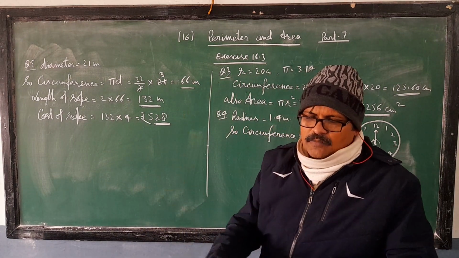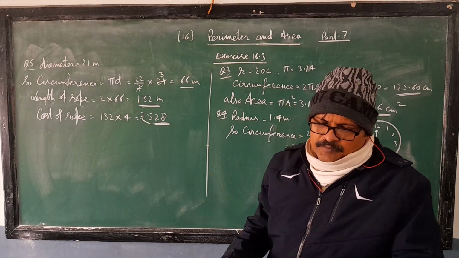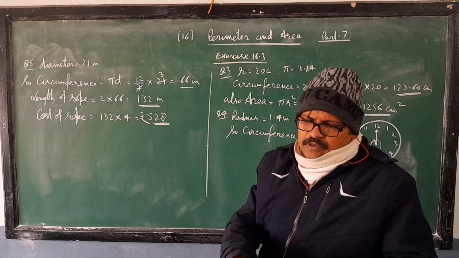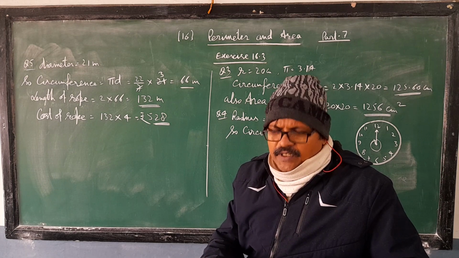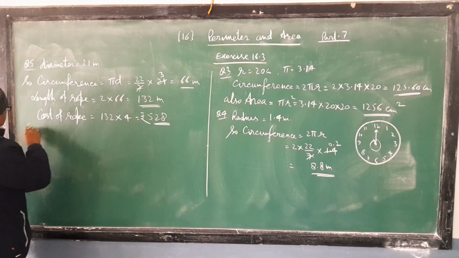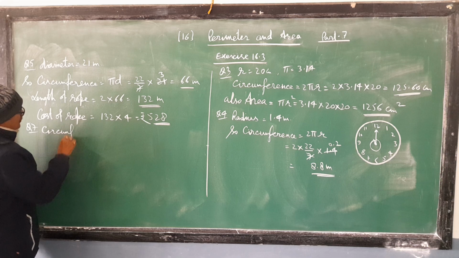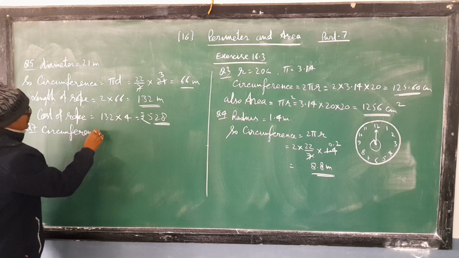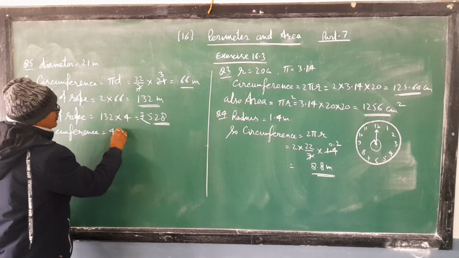Okay, you can note. After this, we will do question number 7. See 7. Find the length of the diameter of the circle whose circumference is given. Here it is. Circumference is given, 44 centimeter.